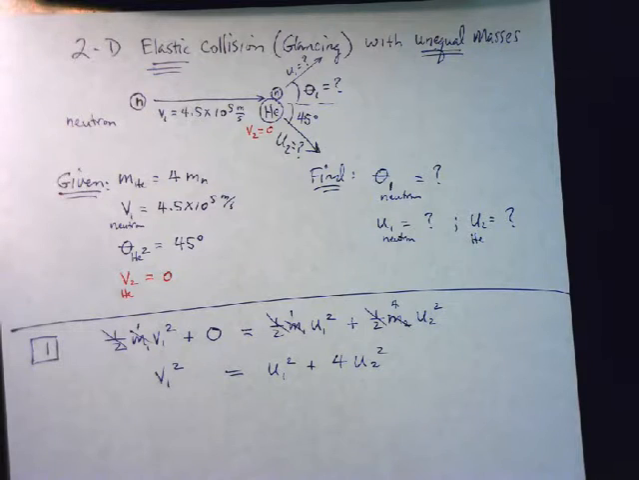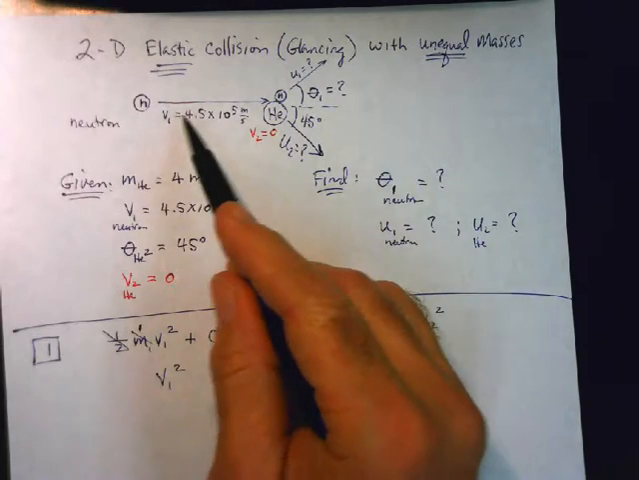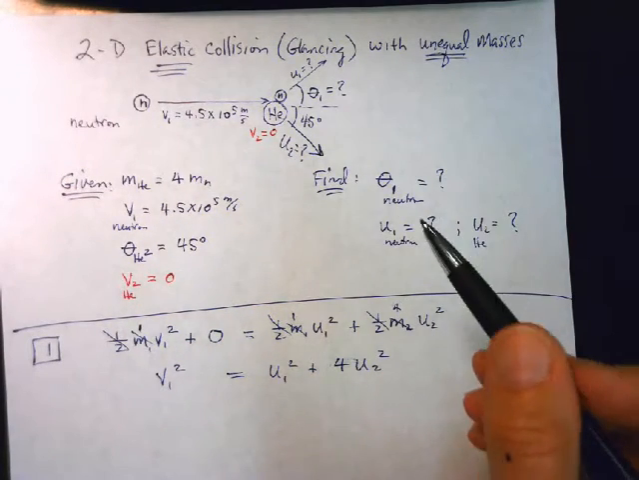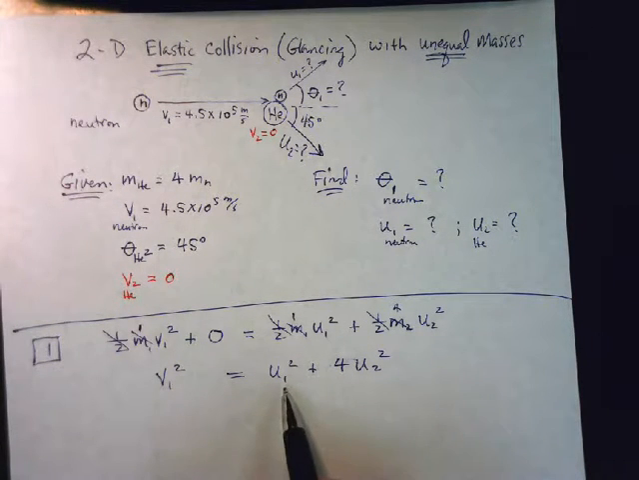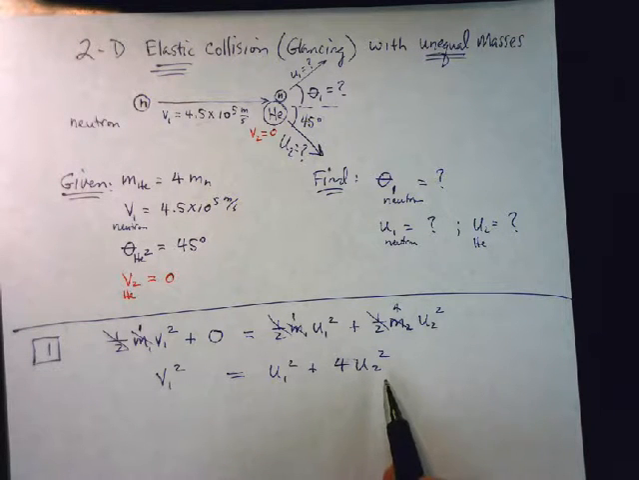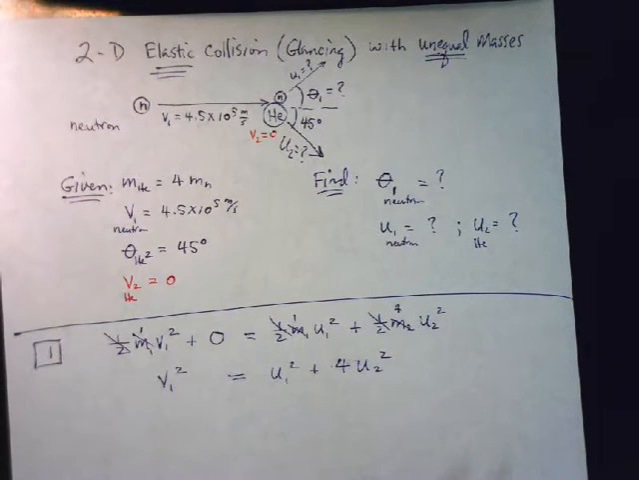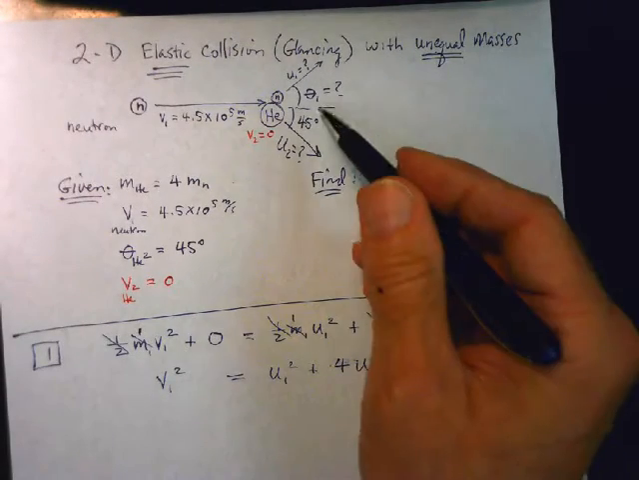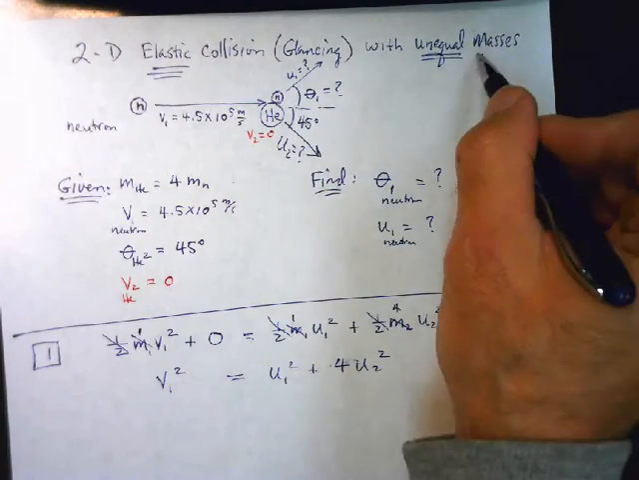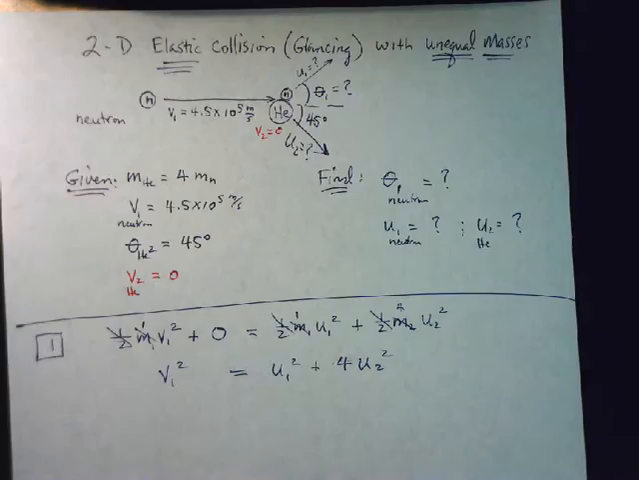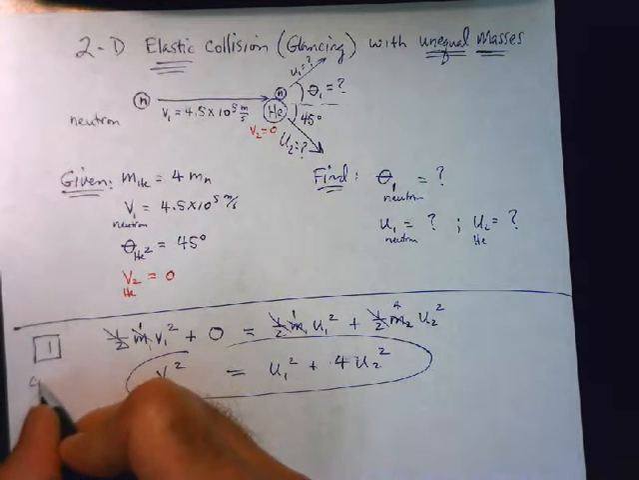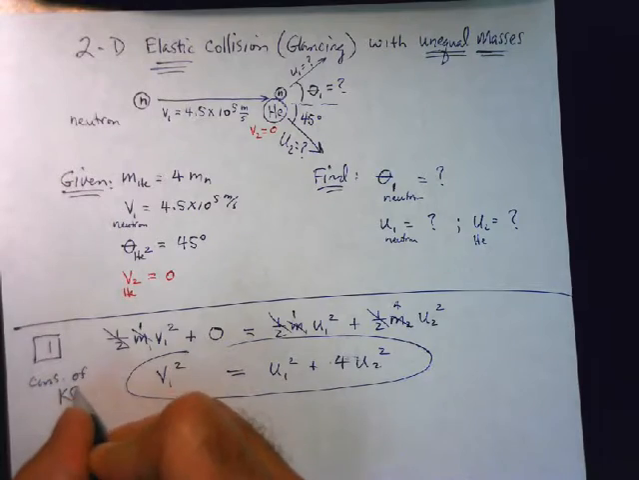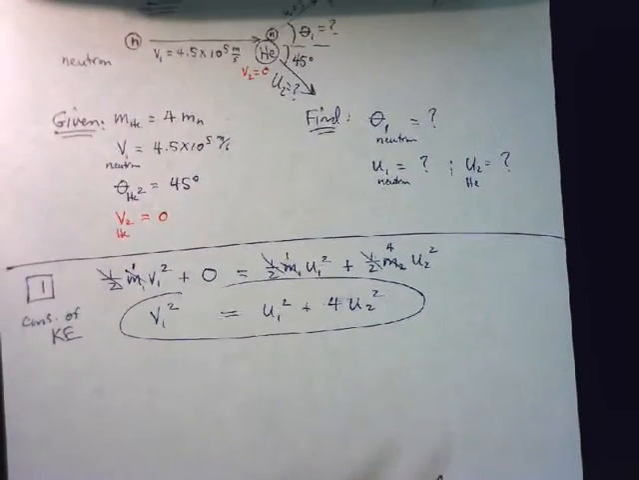I think probably the most complicated an AP problem would be is they might give you a glancing collision where the masses are the same size. So in that case it would be v1 squared equals u1 squared plus u2 squared. Okay? But in this case it's a little harder. We have different size masses, unequal masses. Alrighty. So this is the result from the law of conservation of kinetic energy. So I'll just write that as a reminder next to it.